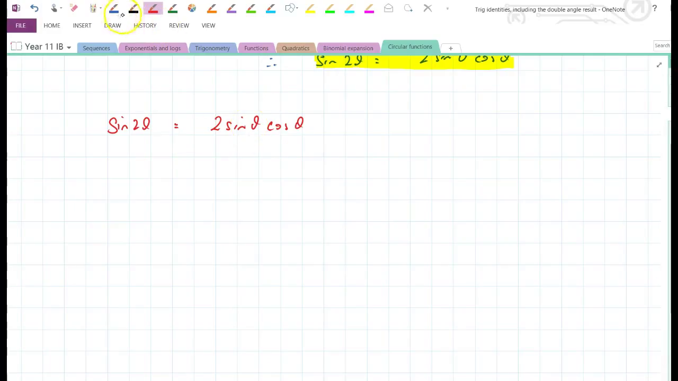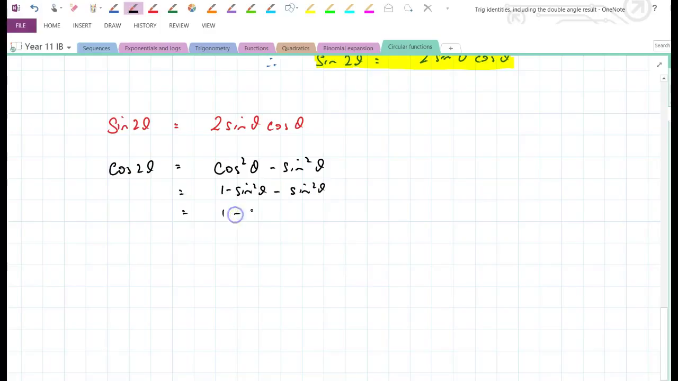Now, for cos 2 theta, now that is equal to, there's three results for it. I reckon it's easiest to start with cos squared minus sine squared theta. Okay, that's result number one. Now, if I make cos squared theta equal to 1 minus sine squared theta, which we all know to be the case, I could write this as 1 minus sine squared theta minus sine squared theta. So therefore I get 1 minus 2 sine squared theta. Right, so that's result number 2 for cos 2 theta.